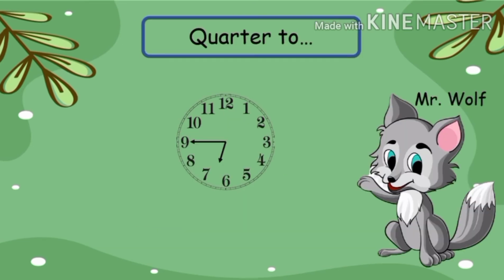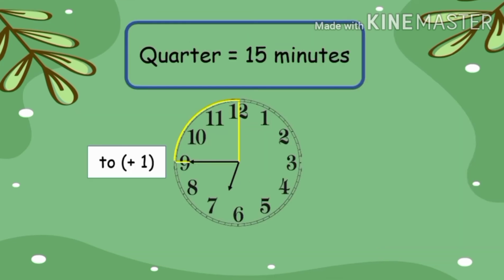Now the longhand is pointing at 9. So we are using the last 15 minutes. Remember, on the left hand side of the clock, we are using the word 2 plus 1. We can say a quarter to something, which is referred to the shorthand.